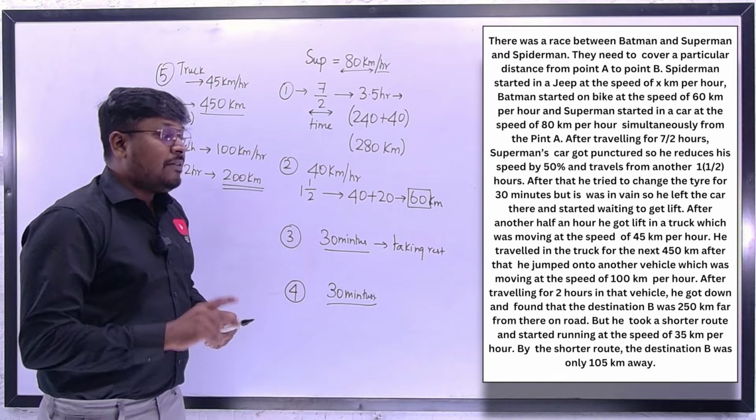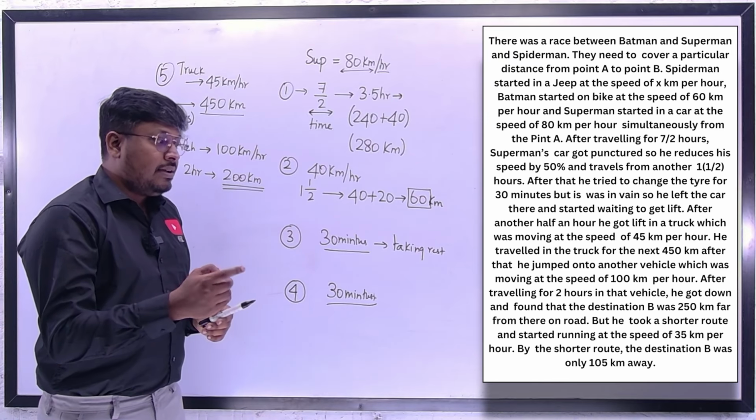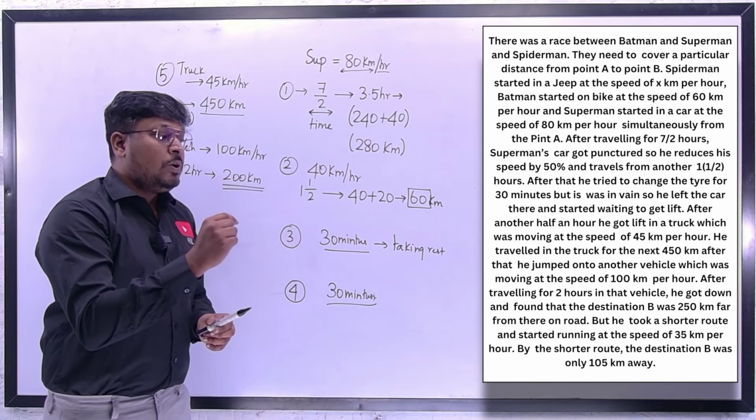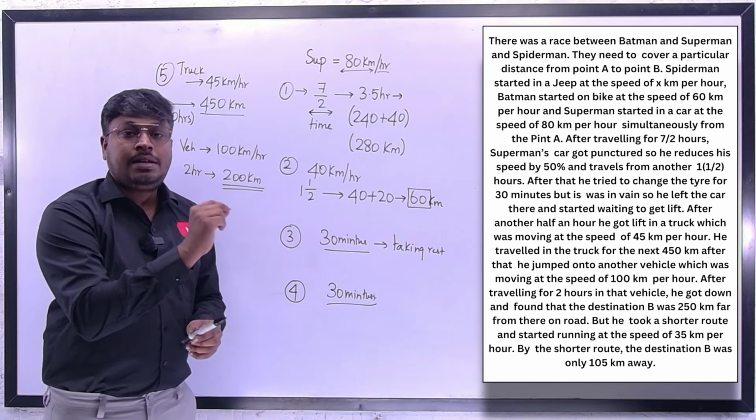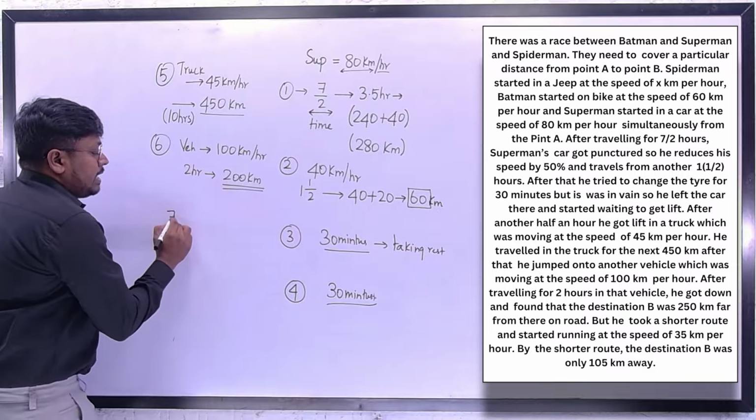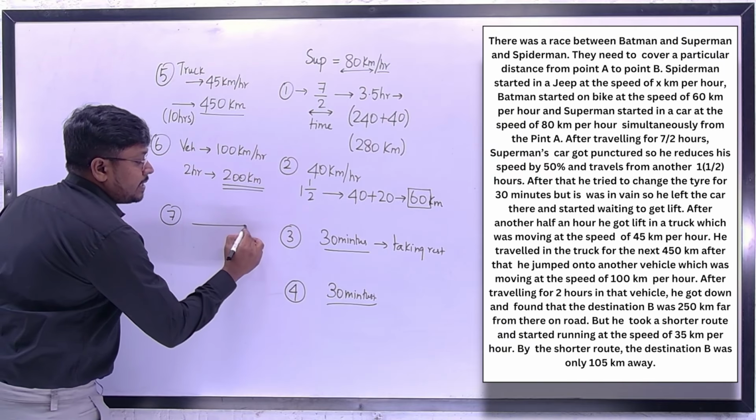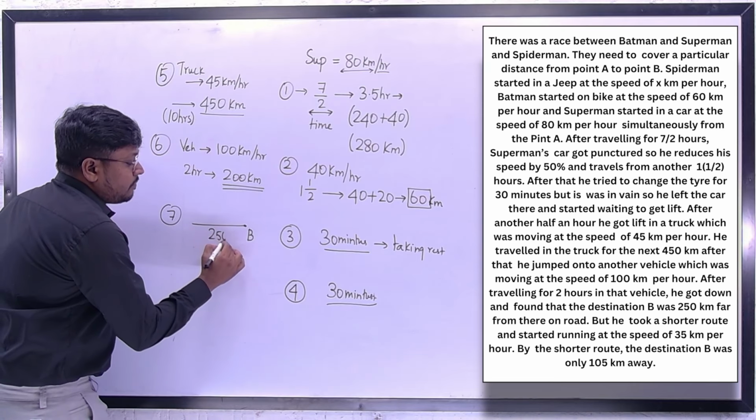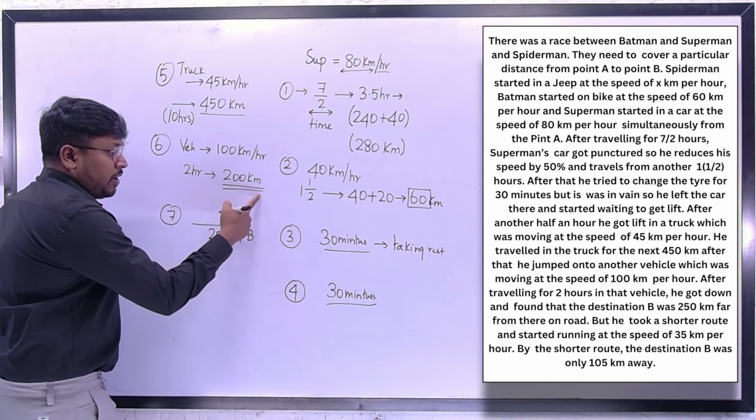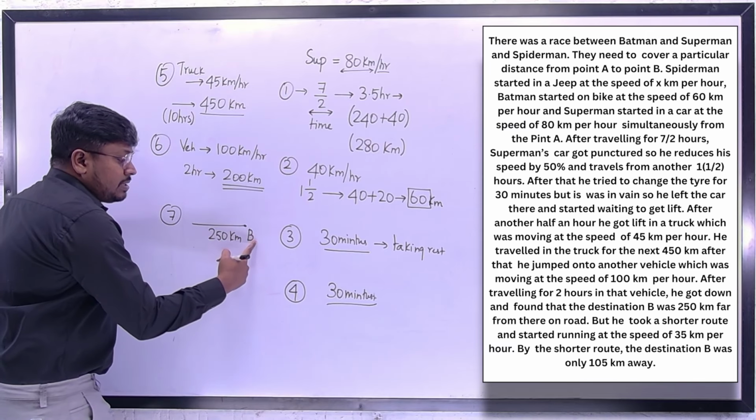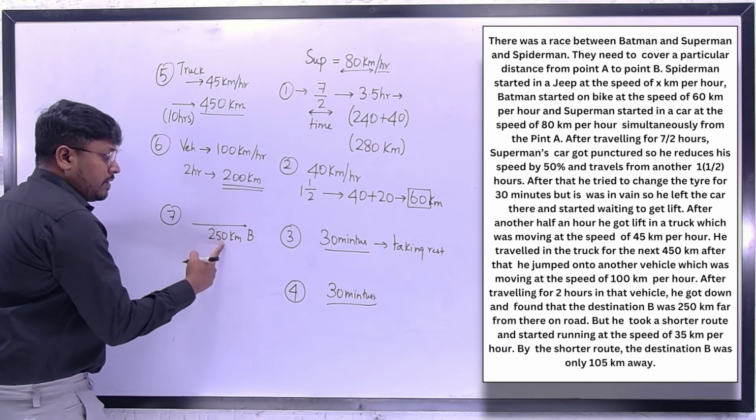So next point, after traveling 2 hours in a vehicle, he gets down and finds the destination B was 250 kilometers from there on a road. So what they are saying is, after reaching this point, he found that point B, the destination place, was 250 kilometers from this point, right? From this point, again he is looking at the destination place to reach. So this place was 250 kilometers from this point.